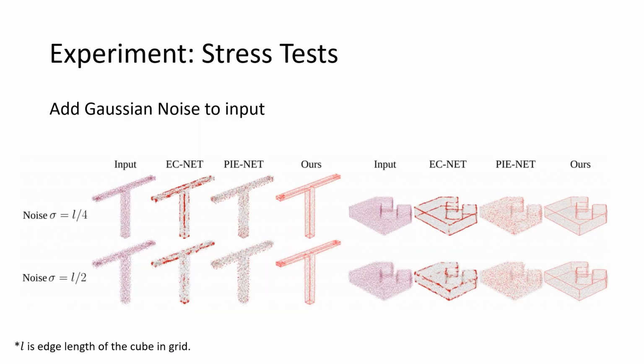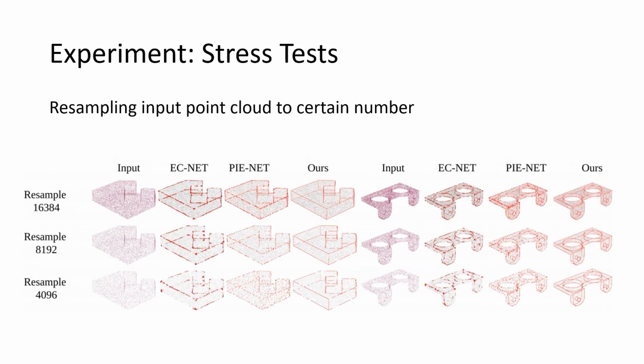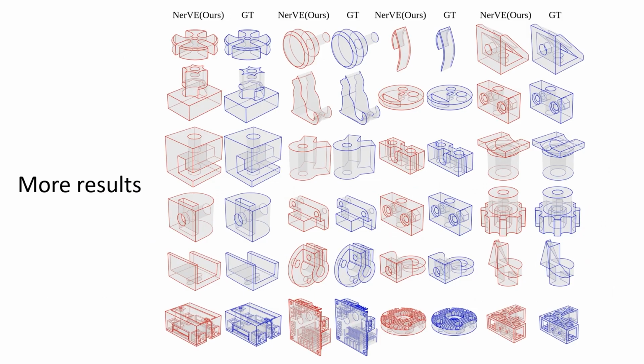For the stress tests, our NerVE is more robust than other methods for inputs with different levels of Gaussian noise and downsampling. Here are more visual results of our extracted parametric curves with their ground truth. It shows the ability of NerVE to represent general and complicated curves.